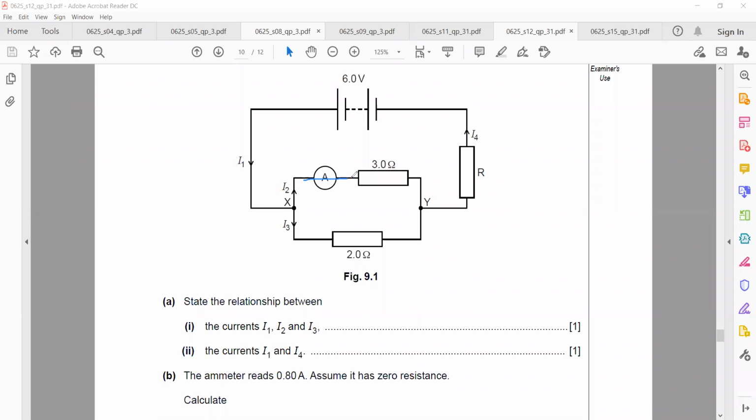The current which is passing through this ammeter is 0.8 and the resistance is 3. So V is equal to IR. The current is 0.8 and the resistance is 3, so 0.8 multiplied by 3 is equal to 2.4 volts.